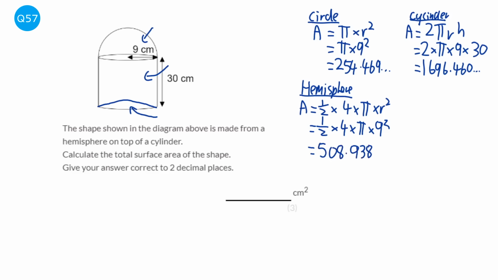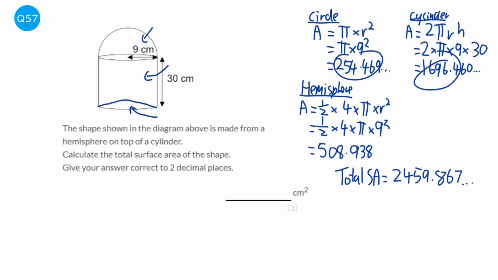And so the final thing is to work out the total area, so total surface area. And we're just going to add up all these numbers together. So we add up the 254.469, the 1696.460, blah, blah, blah, and the 508.938, blah, blah, blah. And we get 2,459.867, blah, blah, blah. Do make sure you show the examiner that you're adding these three here.